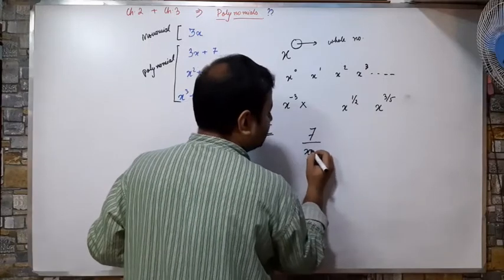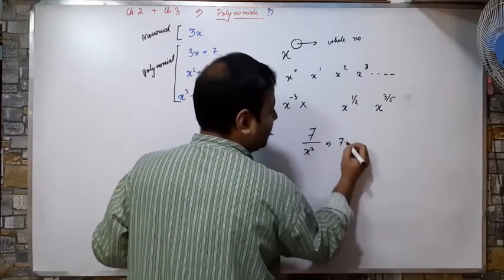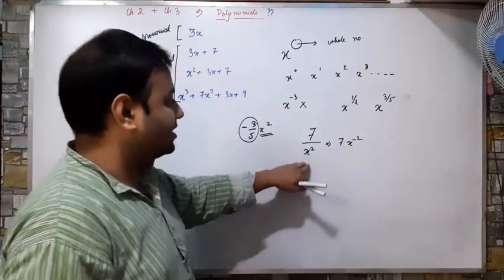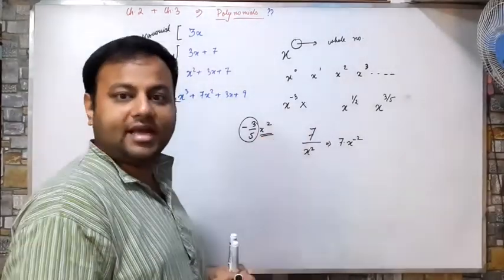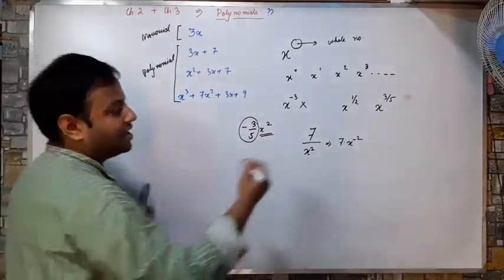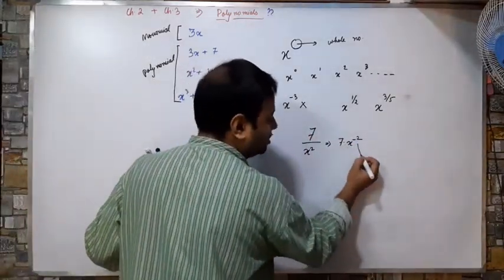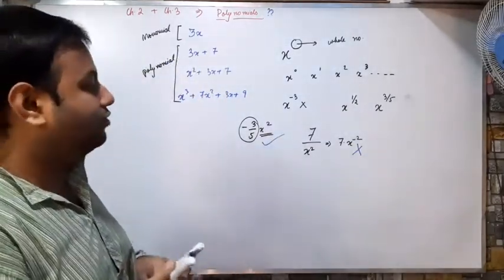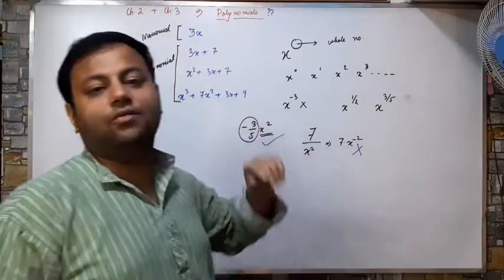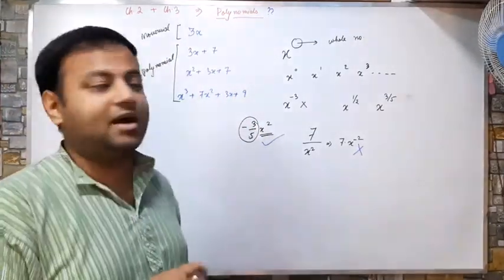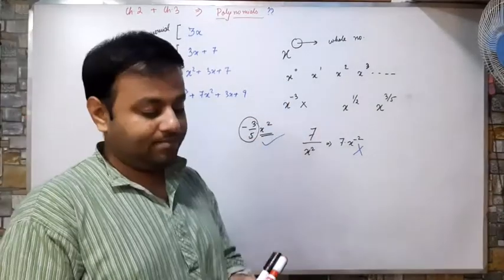But if I write 7 by x square, it can be written as 7 into x to the power minus 2. Because in exponent form, if x square is there, I can take it above and change the sign of the exponent. So here I am getting x to the power minus 2. This is not allowed, but the earlier one was allowed. So you have to see that the power of the variable part, the x, y, a or the variable, should be a whole number.